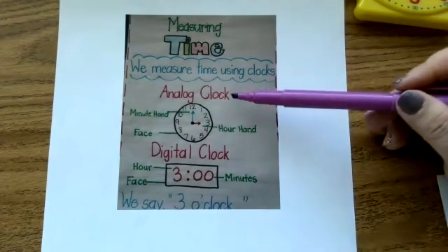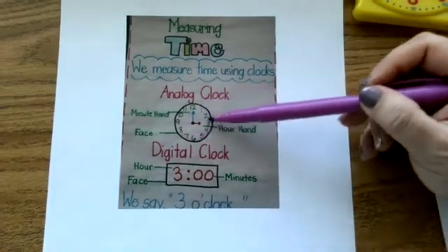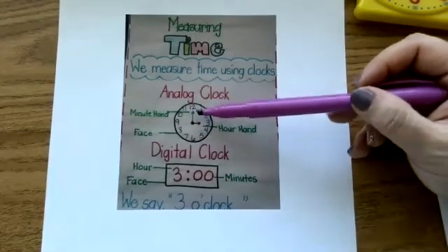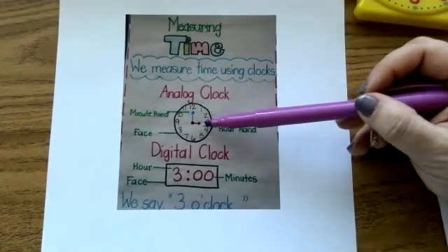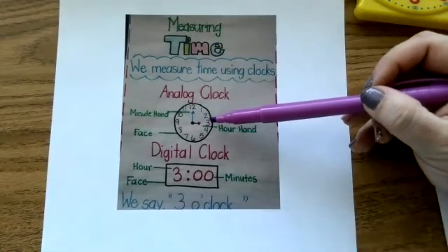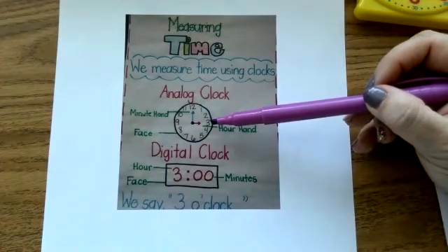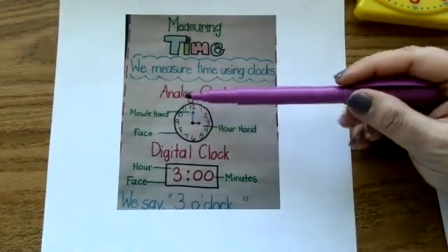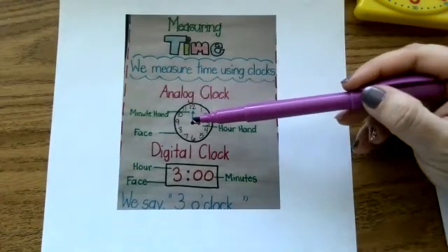We can use an analog clock. That's the one that has the face on it with all the numbers. It also has two hands. What does the short hand represent? Who remembers what the short hand represents? That's right, it tells us the hour. And then we also have the minute hand, and that tells us what the minutes are.